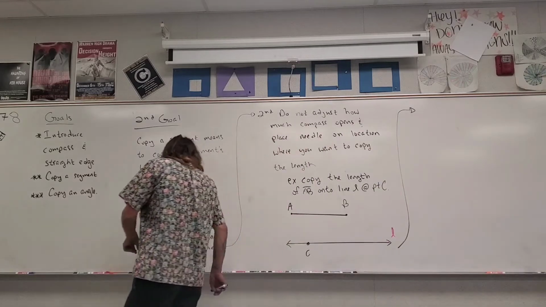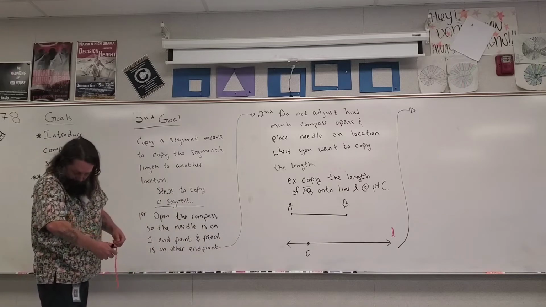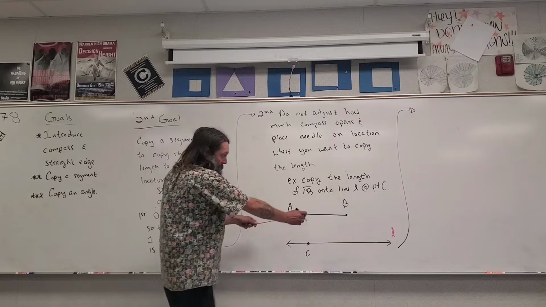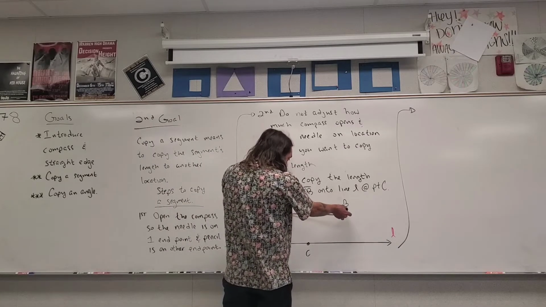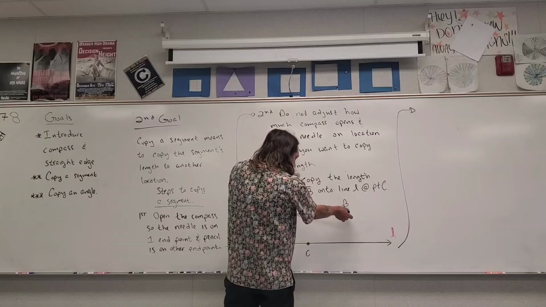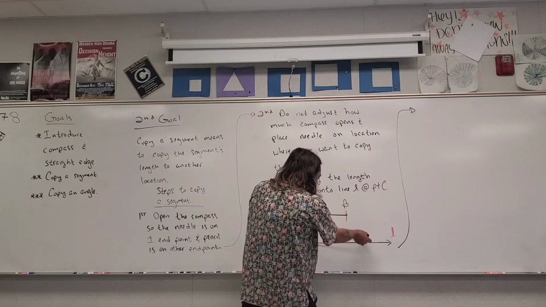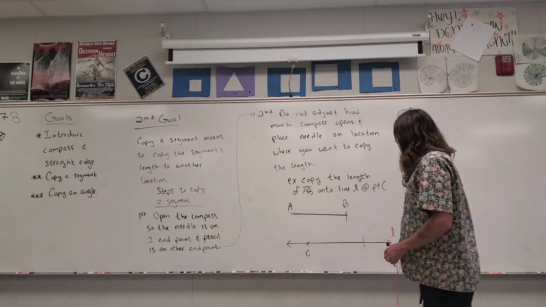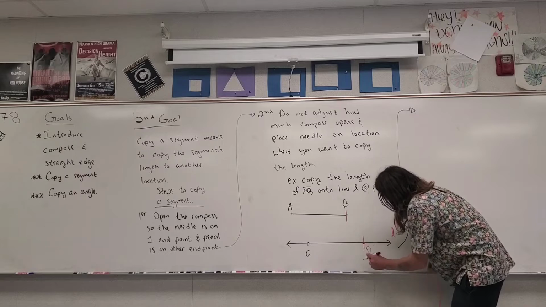So again, I have a compass that is a piece of yarn. So I will set my marker, put my needle, which is my thumb, on one endpoint, put my pencil, which is my marker, on the other, make a mark, come down here, copy it. I know that these segments are congruent. I'll name this point D. Okay.